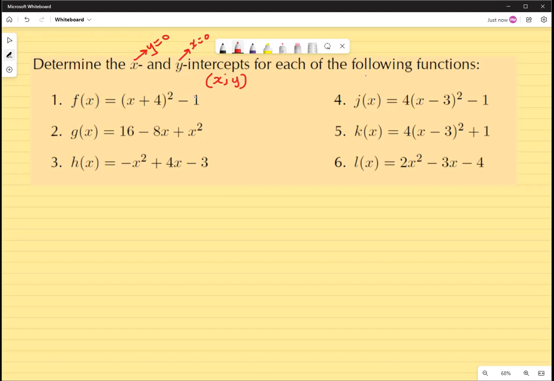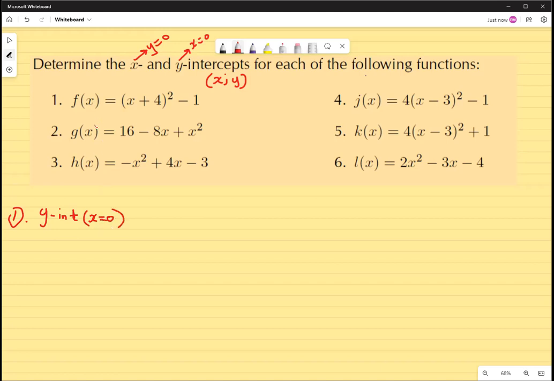So we're going to start with number 1. So on 1, we have f of x equals to (x plus 4), open and close bracket, squared, minus 1, right? I'm going to start with y-intercept. It's always easier to start with y-intercept. Remember, for y-intercept, you make x 0. So x equals to 0, right?